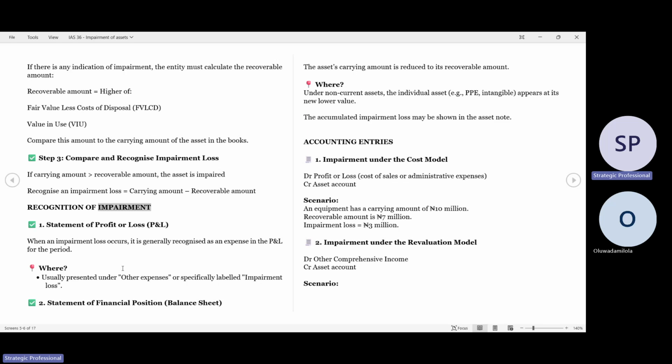It's an expense. In the statement of financial position, what the impairment loss will do is to reduce your carrying amount. That is what it does, to reduce it.